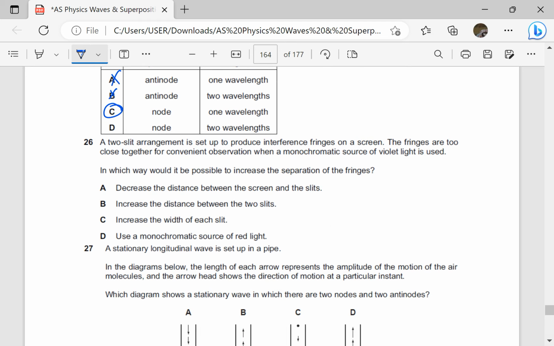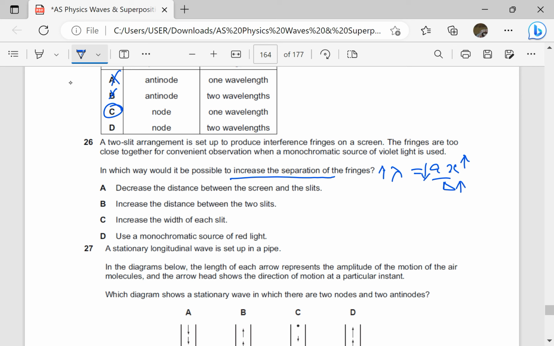A two-slit arrangement is set up to produce interference fringes on a screen. The fringes are too close together for convenient observation when a monochromatic source of violet light is used. In which way would it be possible to increase the separation of the fringes? It is a double slit. For a double slit, lambda is equal to Ax over D, where lambda is wavelength, A is slit separation, X is fringe separation. We want to increase X, so we can increase lambda, increase D, or decrease A.